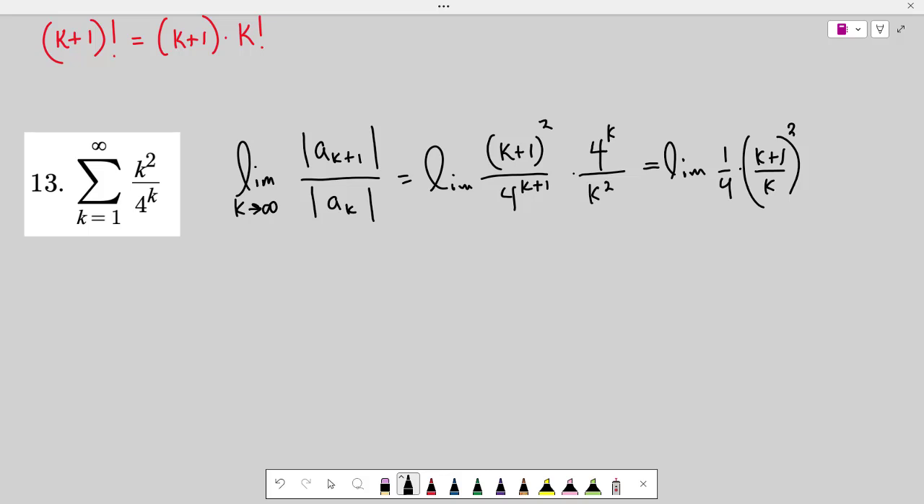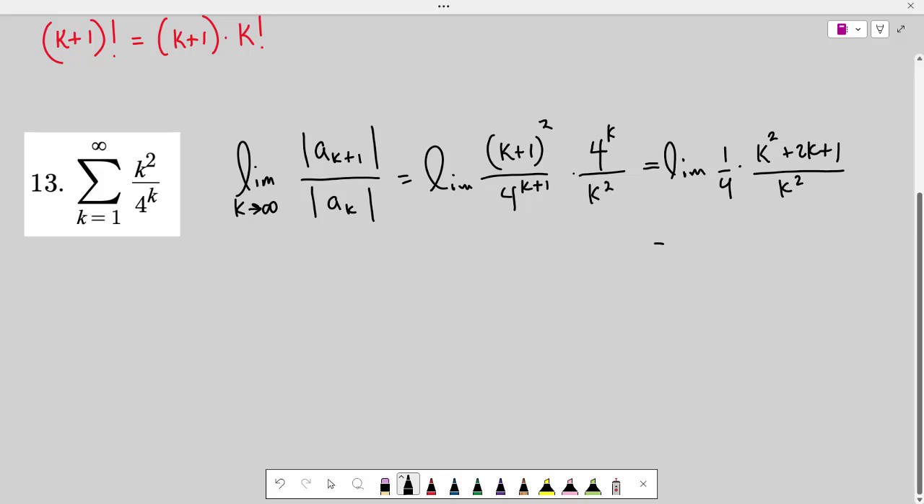Or maybe, no, let's write it a different way. I want to write it a different way. You can write it this way, but I want to point something out. You could just square this out in this case since it's so easy. Let's do it like that. So what is this overall limit?